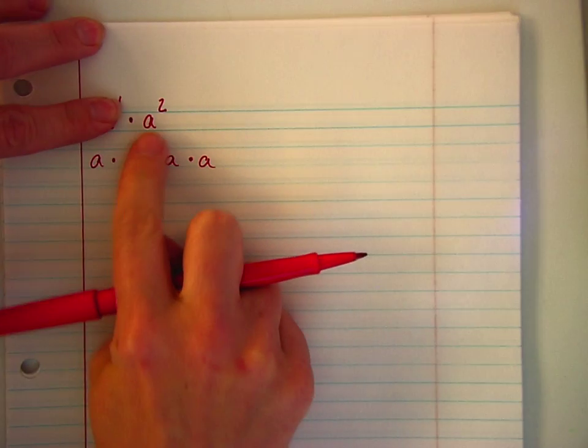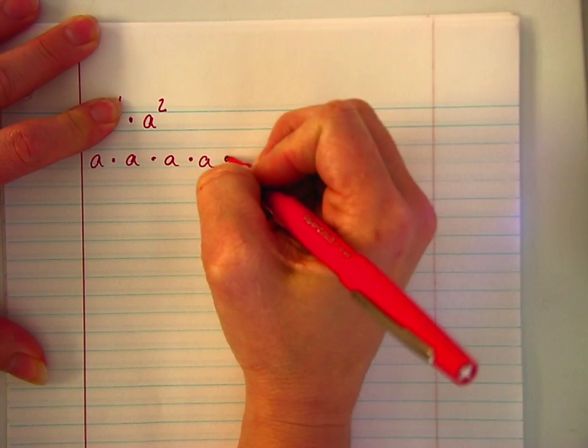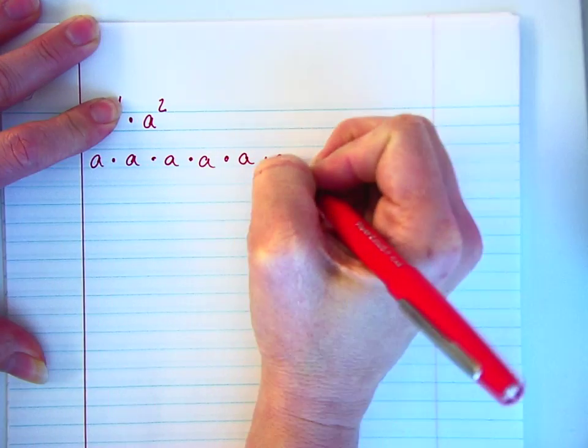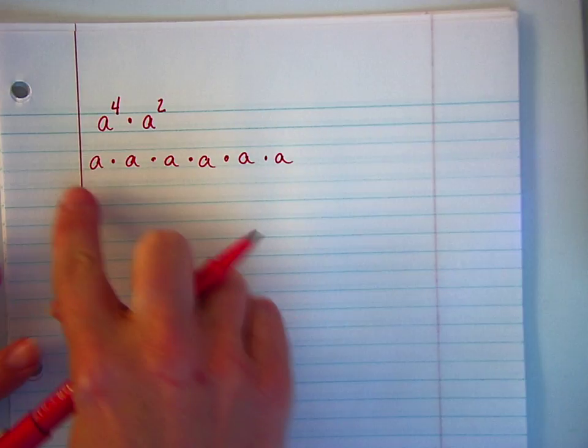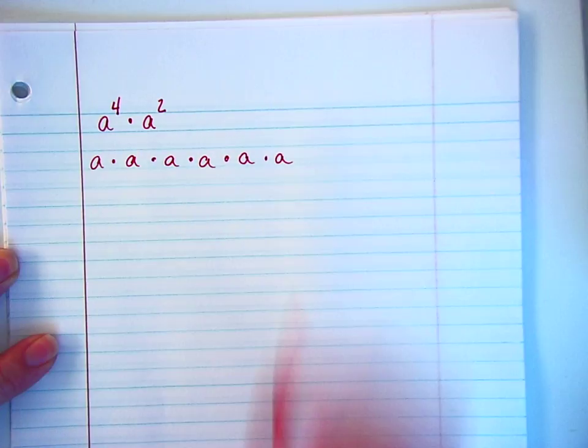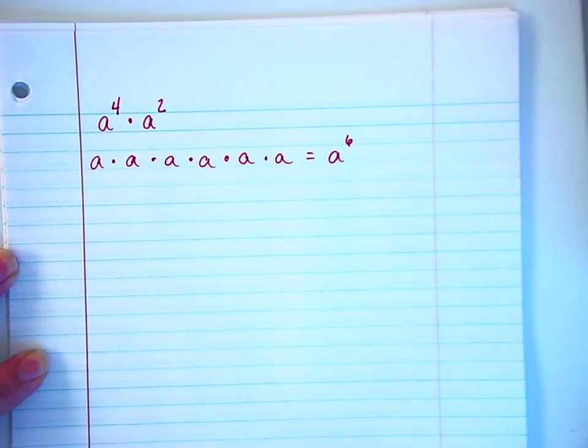And then I have a to the power of 2, which means a times a. So why are we adding these two exponents? Well, how many total a's do you have there? 6. So if I do 4 plus 2, that gives me a to the power of 6.